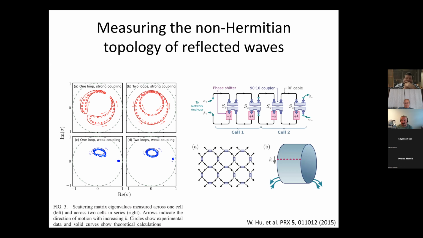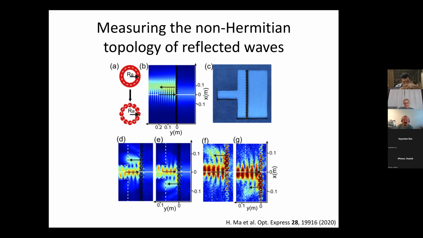So this is an experiment from 2015, which measures the eigenvalues of the reflection matrix of an effective Chern insulator. And you can see that these eigenvalues wind around the origin of the complex plane. This has already been measured, the winding of the eigenvalues of the reflection matrix, even though the connection to non-Hermitian topology and to the non-Hermitian skin effect has not been realized. Here's a more recent work, a second one, which actually measures the non-reciprocal Goos-Hänchen effect. Again, without realizing that this is actually a connection to non-Hermitian topology.